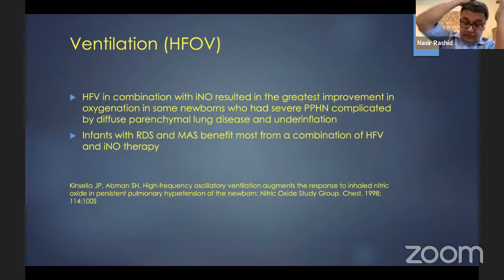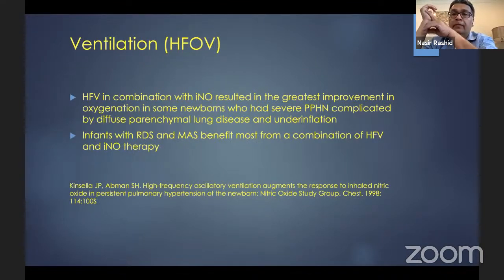Now, obviously, the infant with PPHN should be ventilated, and there are various modes of ventilation available. I am not talking about conventional ventilation at this point in time, because I think a lot of data has already been published that talks about the value of high frequency ventilation, and probably one of the best uses of high frequency ventilation is in PPHN. And when it is combined along with iNO, there is a great improvement in the oxygenation. And if the infant has a concomitant RDS, that will benefit from the high frequency ventilation.